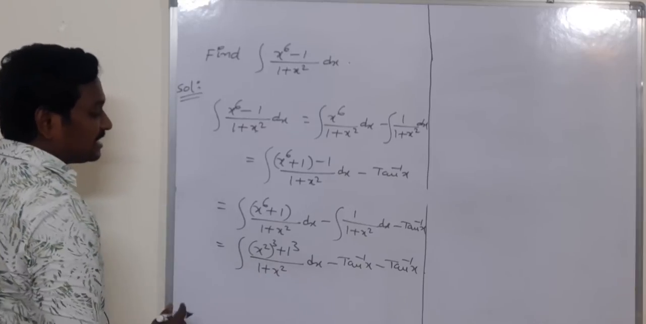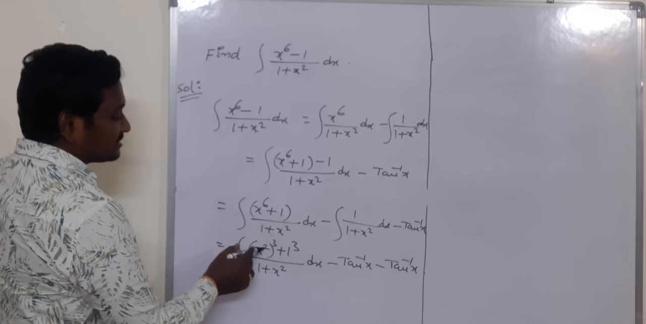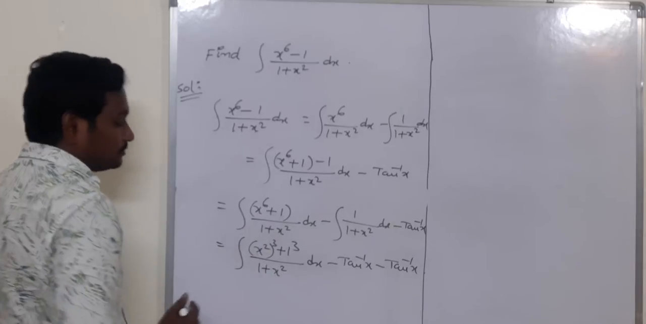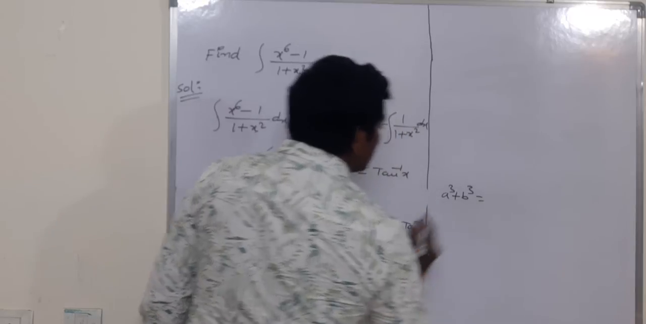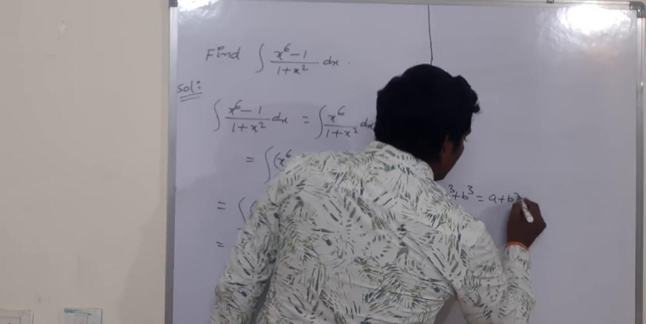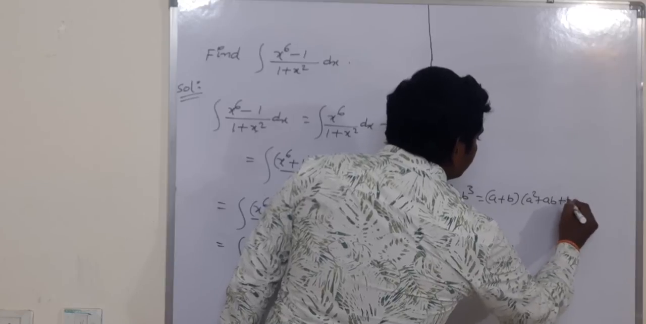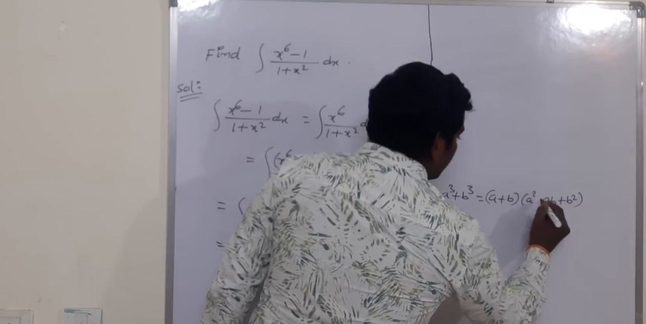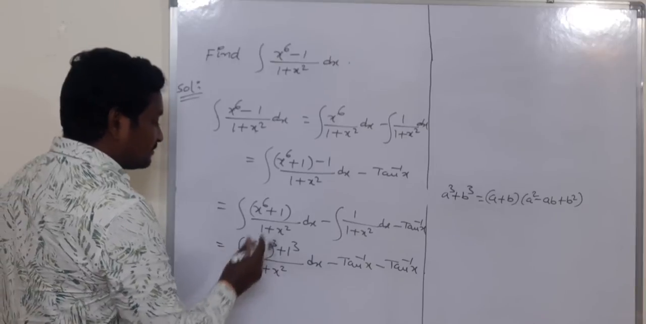Now what about the first part? The numerator is in the form of a cube plus b cube. Okay, x power 6 can be written as (x square) whole cube, since 2 threes are 6. And 1 is nothing but 1 cube. Now what is the formula for a cube plus b cube? A cube plus b cube is equal to (a plus b) into (a square minus ab plus b square). Sorry, this is minus. According to this formula, a is nothing but x square.